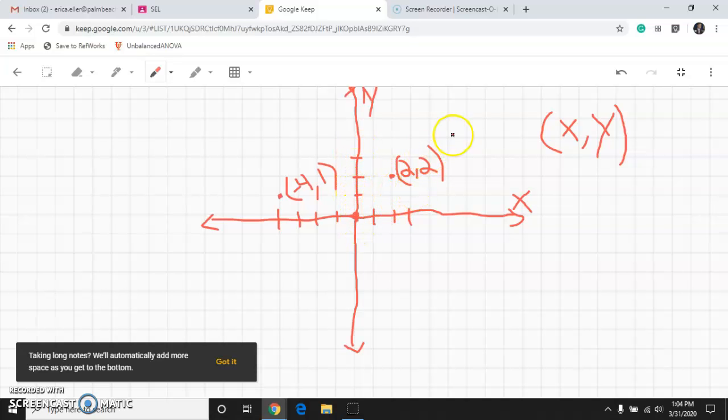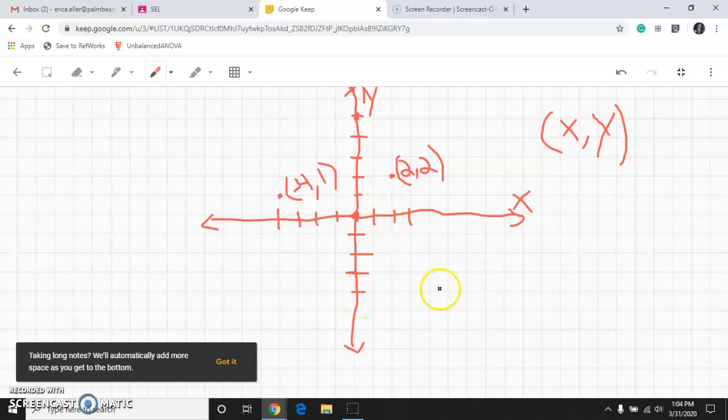So if I had a point that was, say, 0, 5, well, y is first, so I don't move left or right, and I go 0, and then I go up 5. 1, 2, 3, 4, 5. So that would be my 0, 5. So coming down, obviously after 0, I don't want to count back up. I'm going down, so I want to go negative. So it's 0, -1, -2, -3, -4.